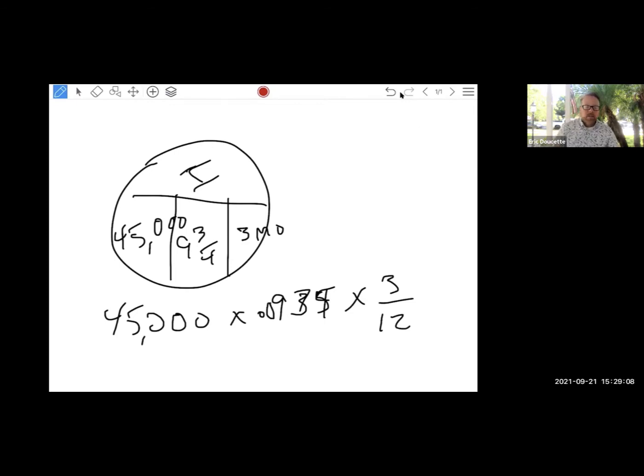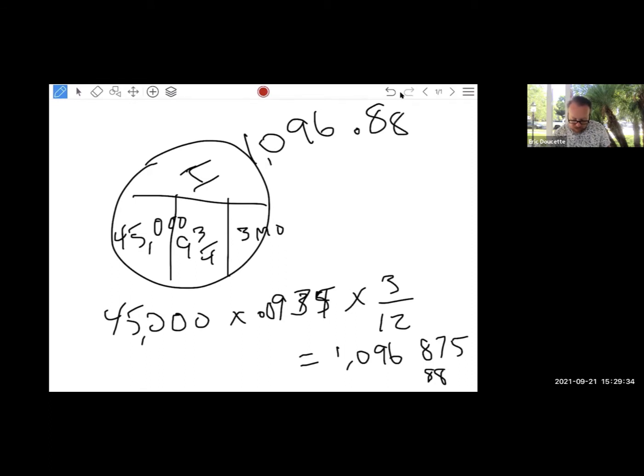So we have 45,000 times 0.0975, because that's what 9.75 would be, and then times 3 divided by 12 equals $1,096.87. So I'd round that to 88 cents. So that's my answer, $1,096.88. And that would be the interest on $45,000 at 9.75% interest for 3 months. So this is again called simple interest.